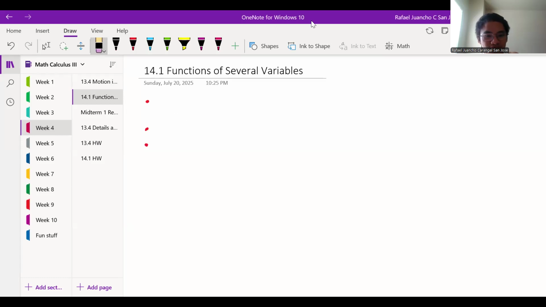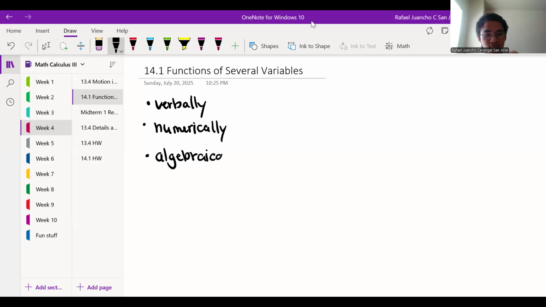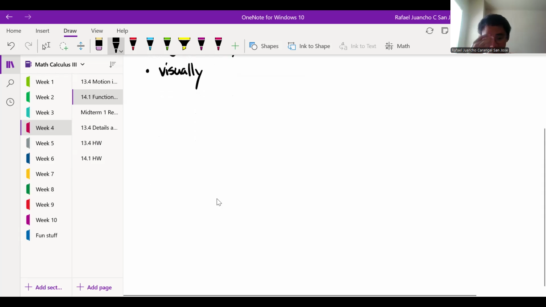Anyway, we'll study these functions verbally, numerically, algebraically. So here we're going to be using explicit formulas. And lastly, graphically or visually. Okay, so let's just hop right into it.